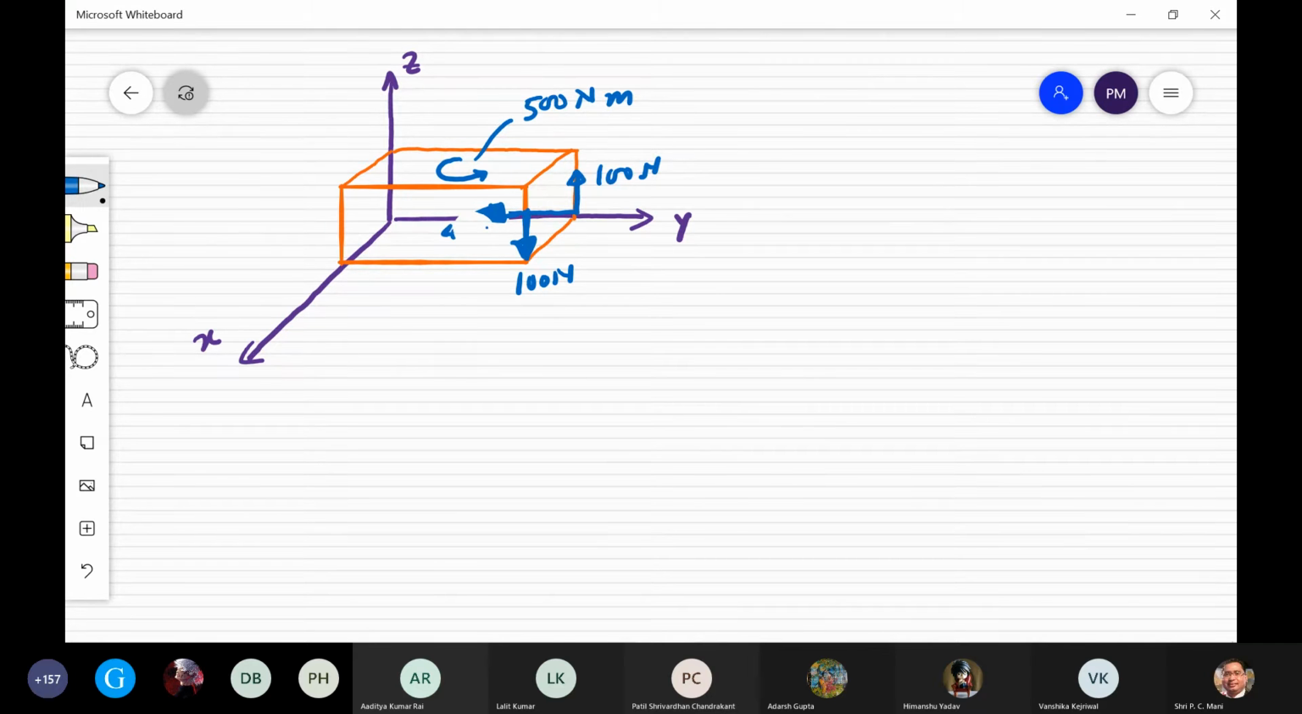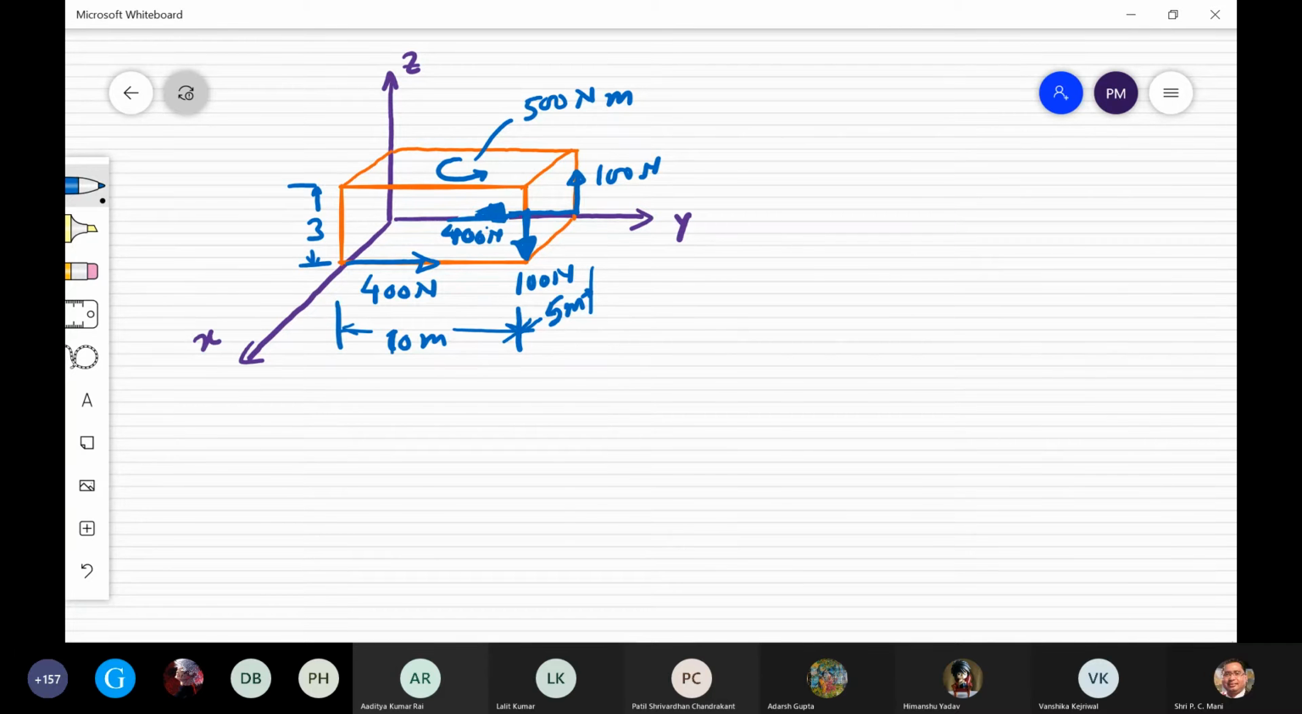400 Newton. Okay, and this one is given 400 Newton. This length is 3 meter here, height is 3 meter. From here to here, this is 10 meter, and from here to here, this is 5. Okay, this is 10 meter.